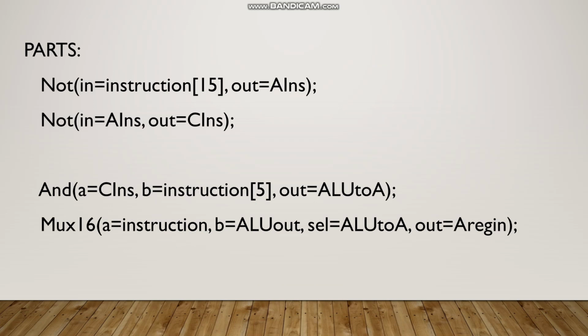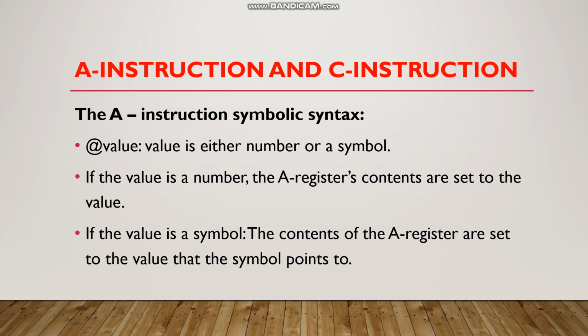This is the first part of the PARTS section in the CPU HDL code. We have three different gates: Not gate, And gate, and Mux16 gate. These gates allow the CPU to function and perform specific operations. Firstly, there are two types of instructions coming into the CPU from the instruction memory. These instructions are the A instruction and the C instruction.